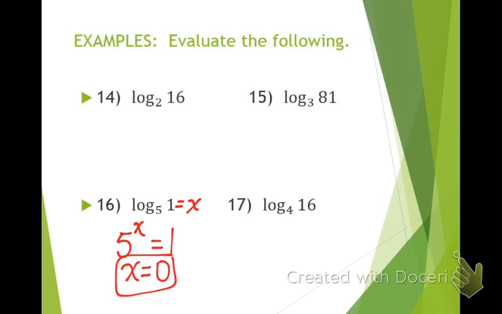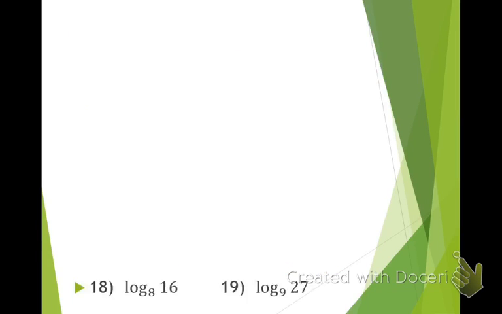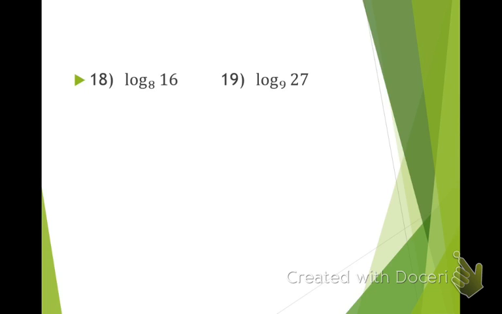All right, on 17, what is my base? 4. My exponent is x. It equals 16. So my exponent has to be 2. x equals 2. Questions, concerns? We ready to kick it up a notch? Yes. Great. Here we go.